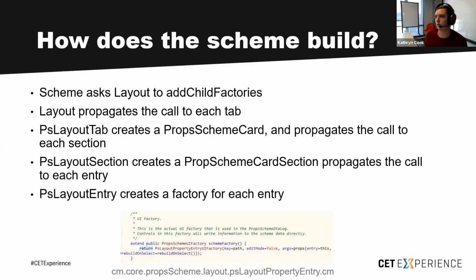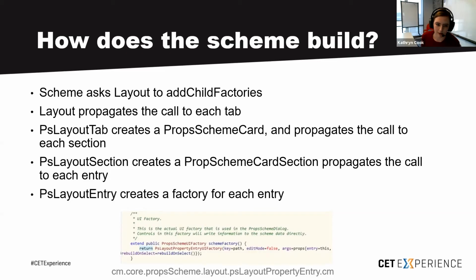So how does the scheme get built from this PS layout file? Prop schemes, the current Configura version of schemes, works based off of child factories. And this layout file basically directs the prop scheme system how to create child factories itself and then use those to construct a prop scheme. The scheme class asks the layout file, hey, add all of my child factories. And then the scheme layout propagates that call to each of the tabs, which I showed. So that would be like surfaces or panels or accessories.